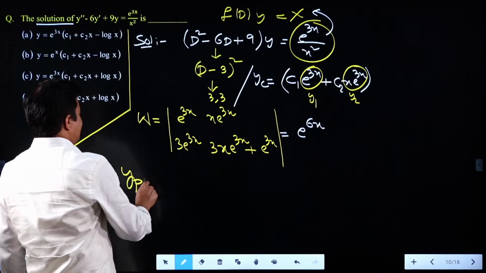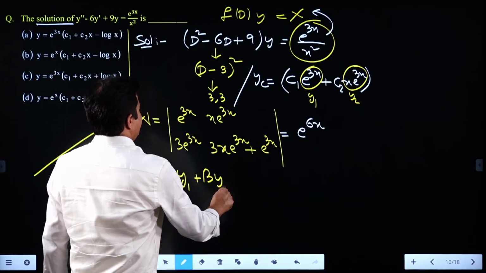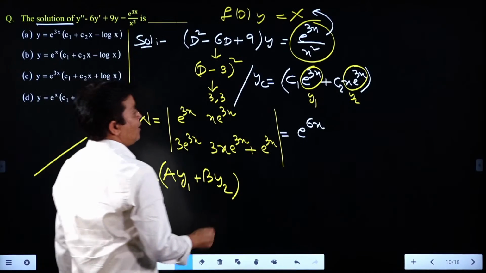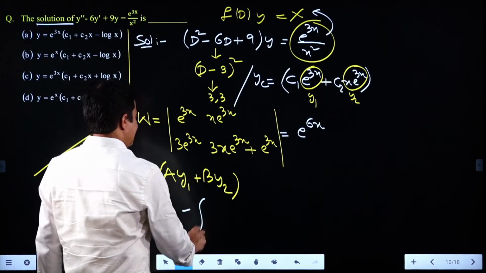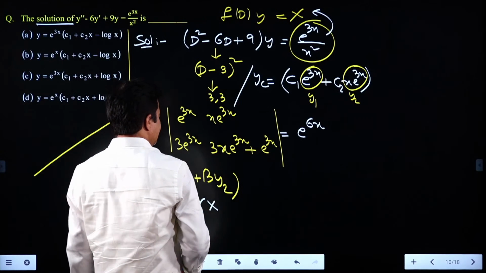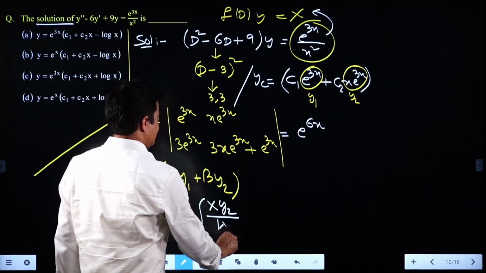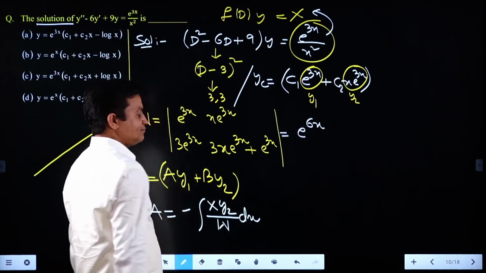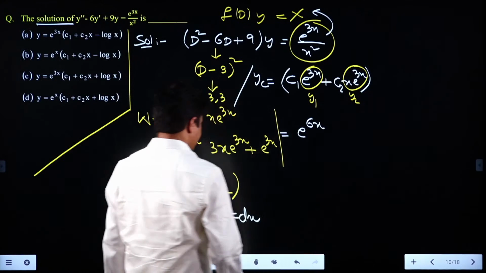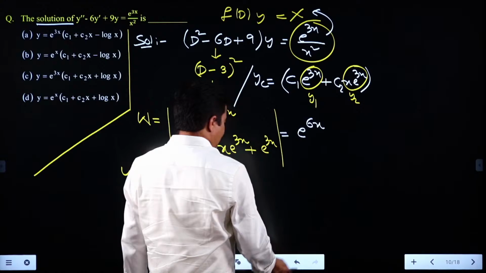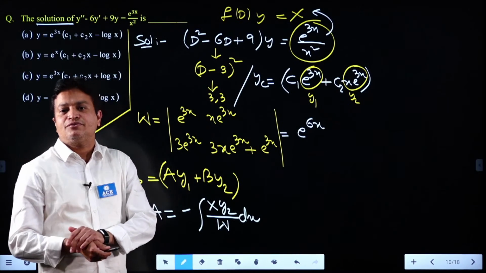Now I assume that yp equals a y1 plus b y2. So how to find that a and b? Formula for a is minus integral x y2 by w. And formula for b is plus integral x y1 by w.